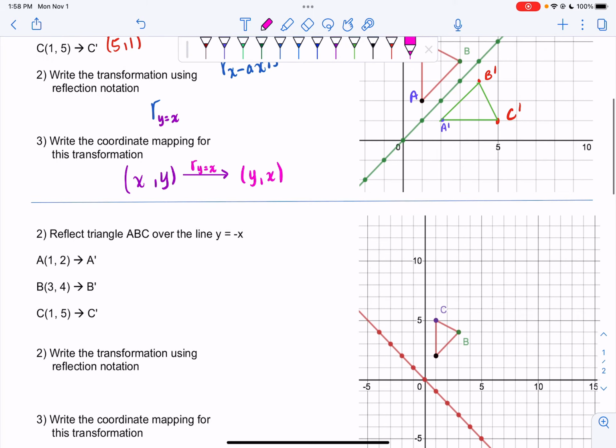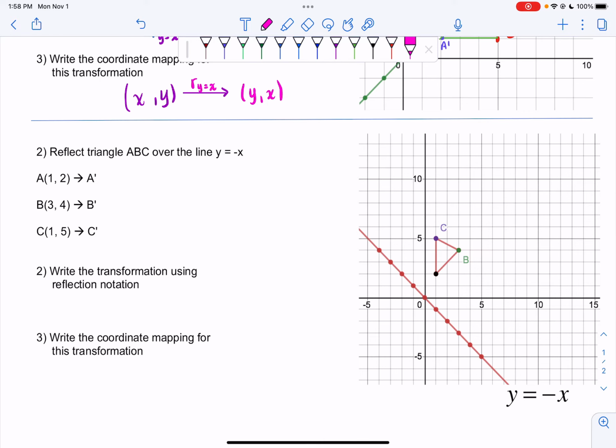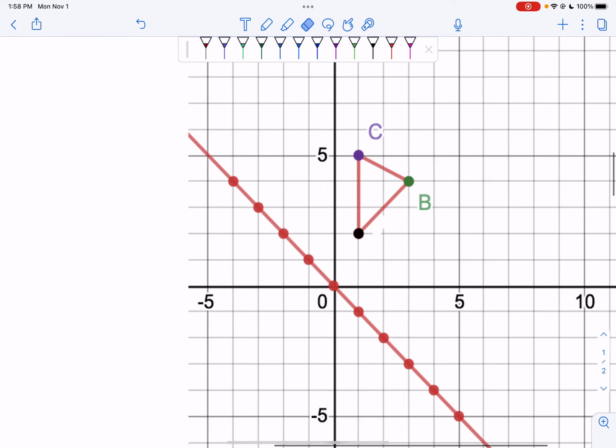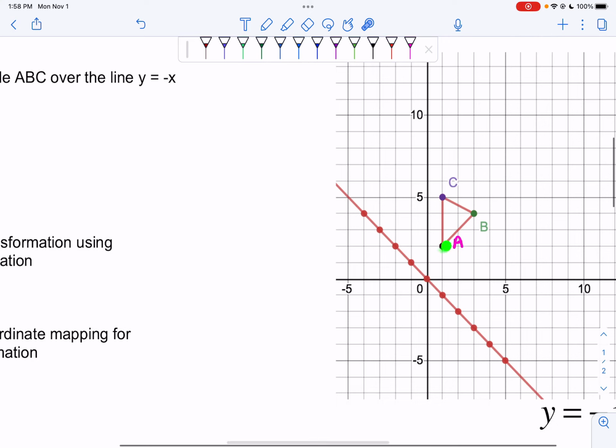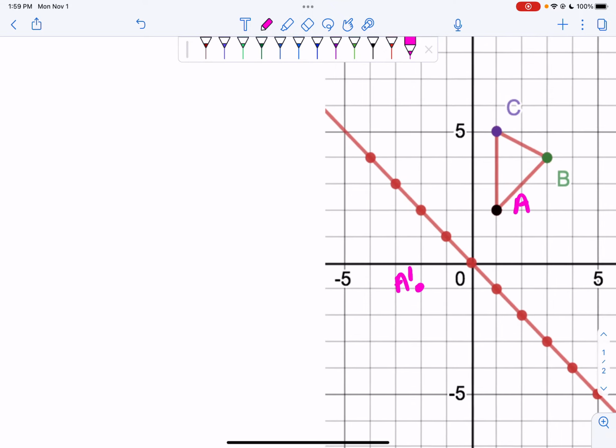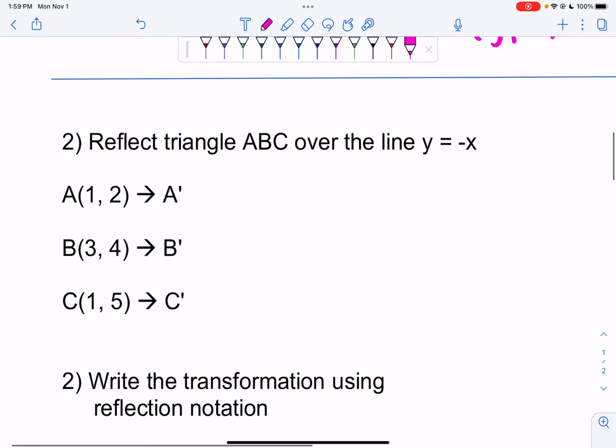Now what we're going to do is reflect over the line y equals negative x. And again, I forgot to put my A right here. We're just going to figure out how far away we are. If I look at the point A, I'm only 1, 2, 3 away from my line. So I'm going to go to the left 3, and plot my point right there. If I want to write this as an ordered pair, that would be -2, -1.